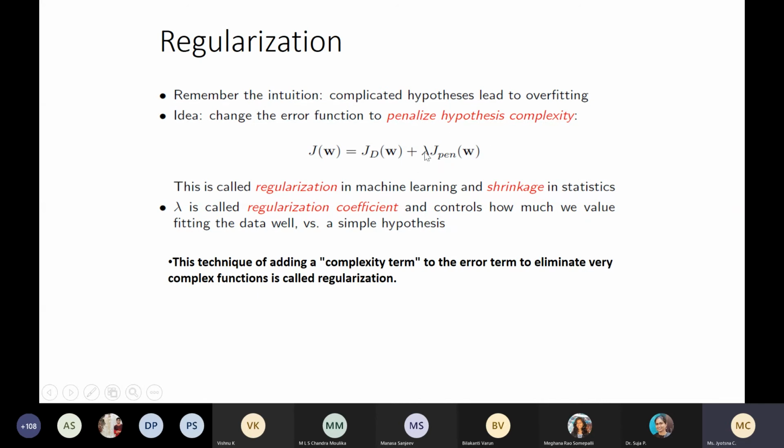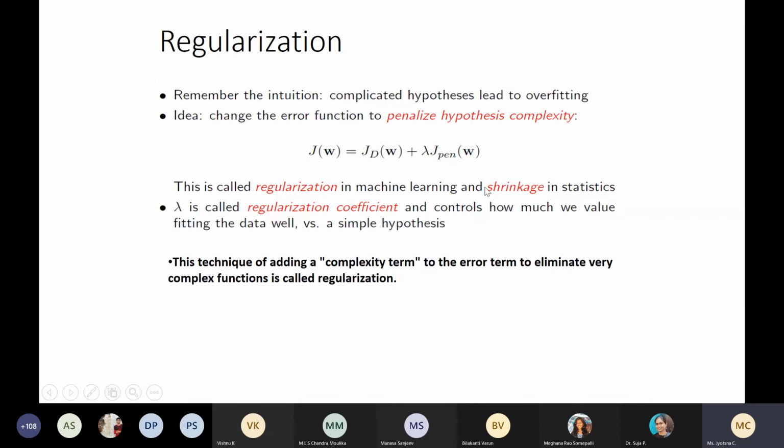The lambda decides how much it should be penalized, whether it should have more penalty or less penalty. All these things will be decided by this regularization coefficient. So if the lambda value is 0.1, it is giving less penalty. If I am giving 0.9, it is giving more penalty. So this lambda value decides how much penalty should be given.